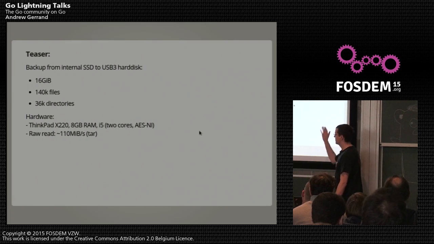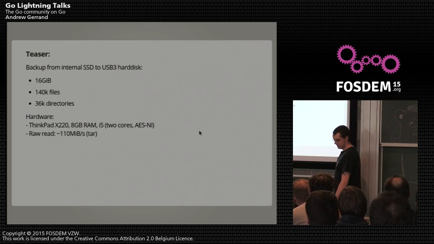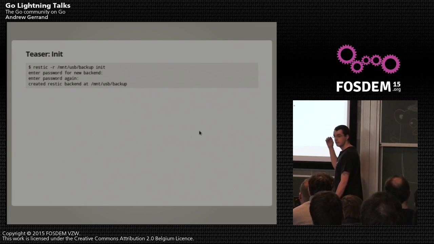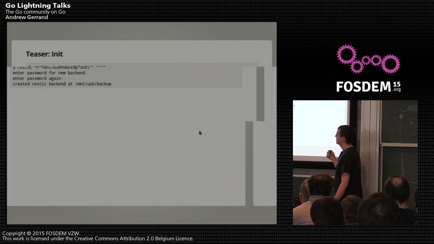The teaser: this is my use case from the beginning of the talk, 16 gigabytes, 170K files, 140K files and 40K directories, and so on. This example was running on my laptop here. It's a rather old ThinkPad with not so much RAM, but at least an i5 processor with AES hardware acceleration. And creating a backup repository is really easy. You just say restic -r, and then where the repository should be put, and say init, and it asks you for the password.